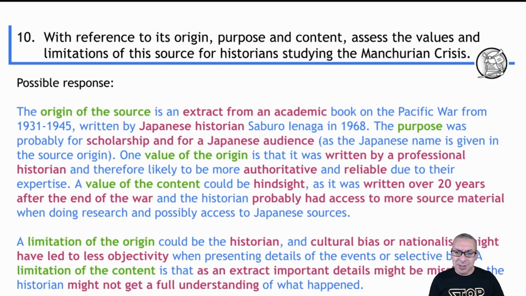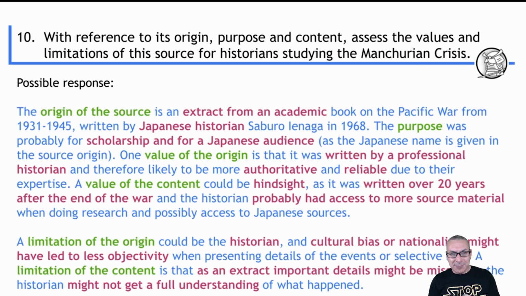Note a value of the origin. It's written by a professional historian, so they're probably authoritative. The source material might be more reliable because they're an expert. A value of the content. I've noted it's written in hindsight, well over 20 years after the end of the war, so the historian probably had access to more source material when they were doing research. Maybe they had access to Japanese sources as well, not just English language-based sources.